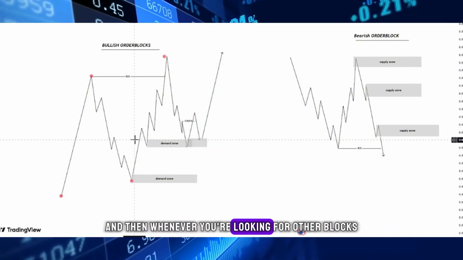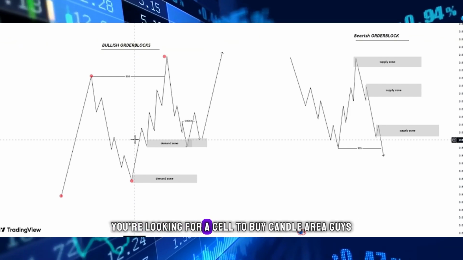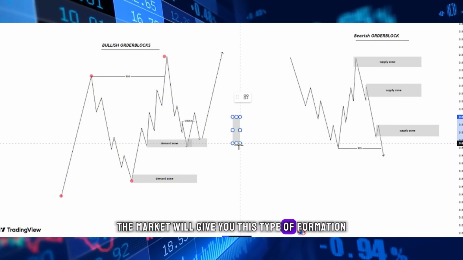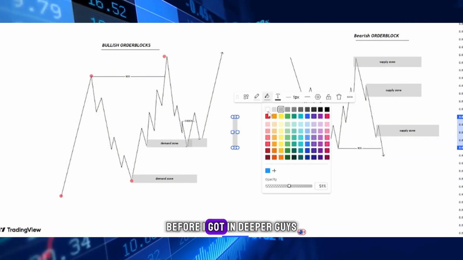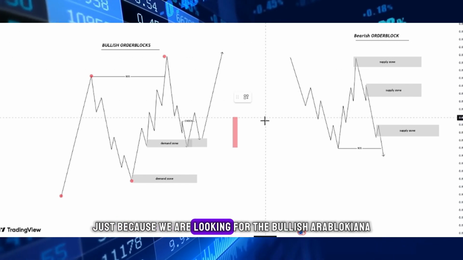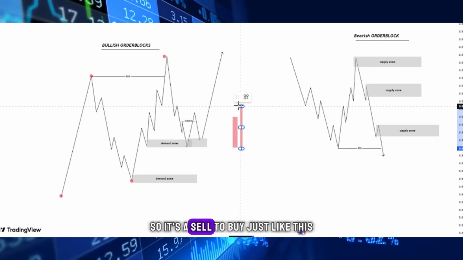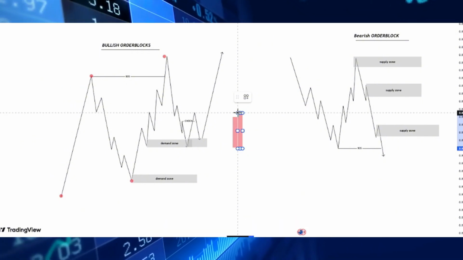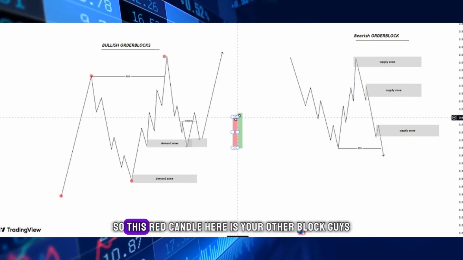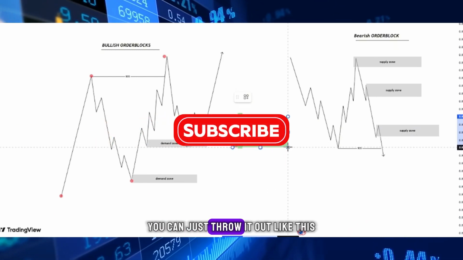And whenever you're looking for order blocks, let's say maybe bullish order blocks, you're looking for a sell to buy candle area, guys, whereby the market will give you this type of formation. Before I go in deeper, guys, it's a sell to buy just because we are looking for the bullish order block here. So you'll be having your structure like this or your candles like this. So this red candle here is your order block, guys. You can just draw it out like this.